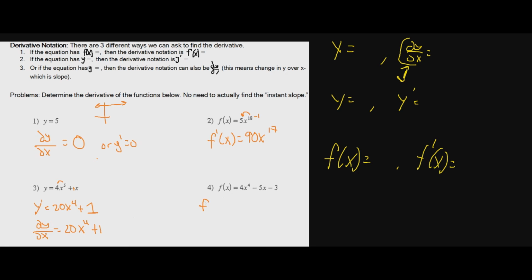Let's try this one over here. F prime of x is equal to, well, bring the 4 down. 4 times 4 is 16 x to the 4 minus 1, and that's 3. Well, over here, what will this become? Well, it has an x variable, and it'll disappear, right? Because it's x to the 1. Bring the 1 down, and then we subtract 1, and we'll get x to the 0. Anything to the 0 is 1. So we'll get negative 5.